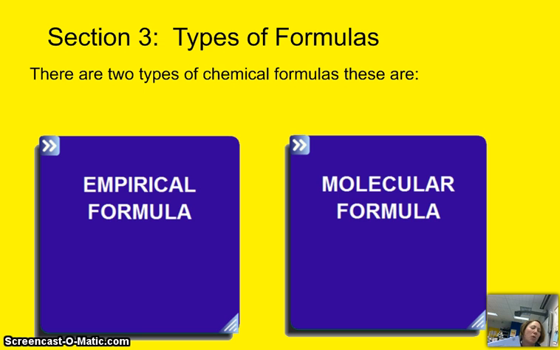And we do know how to write formulas. We'll review this a little bit tomorrow in class. But there are two major types of formulas, and I'd like you to write these formulas down. They are, number one, an empirical formula, and number two, a molecular formula.